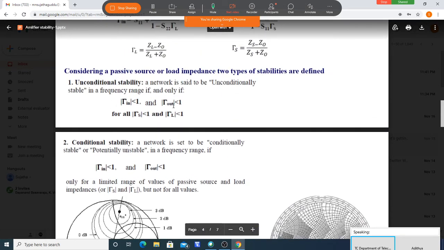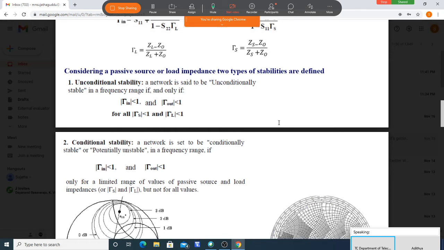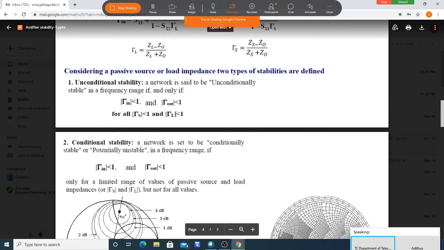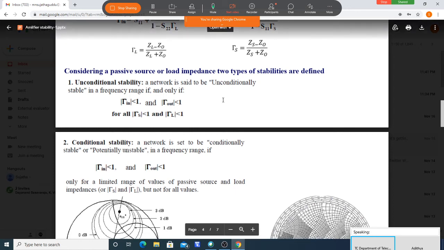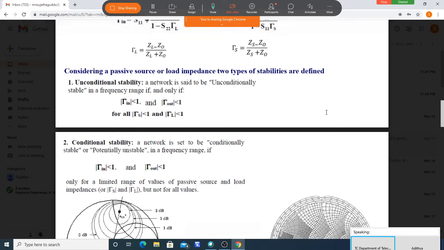The Γin and Γout remain always lesser than 1. That is a property of that device. If you take any value and Γin and Γout are lesser than 1, then it is called unconditionally stable. That amplifier is unconditionally stable.